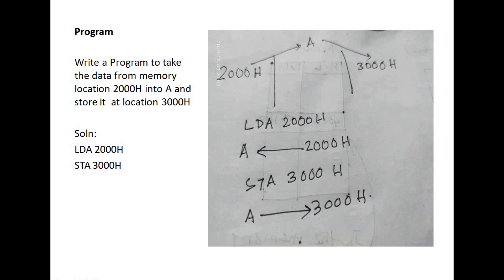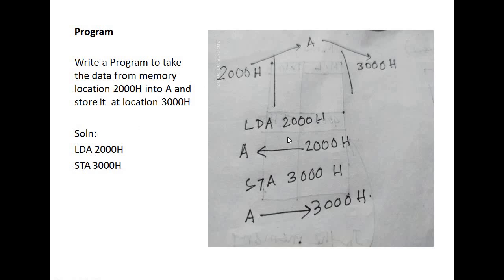Now I have another program. The program tells us to write a program to take the data from memory location 2000H into A and store it. We have to load the data from memory location 2000H into A, and then we have to store the data from the accumulator to 3000H. So the solution is very simple.